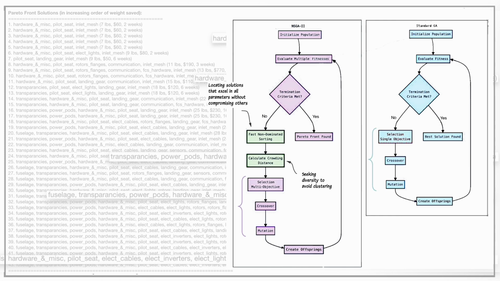In summary, the NSGA-II algorithm, developed by Kalyanmoy Deb and his colleagues in the year 2000, has revolutionized how we approach multi-objective problems. It shows us that the best solutions often aren't single points, but entire frontiers of possibilities.